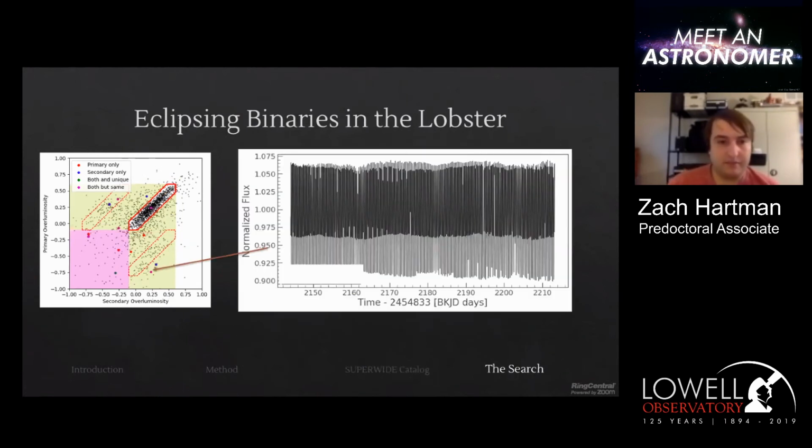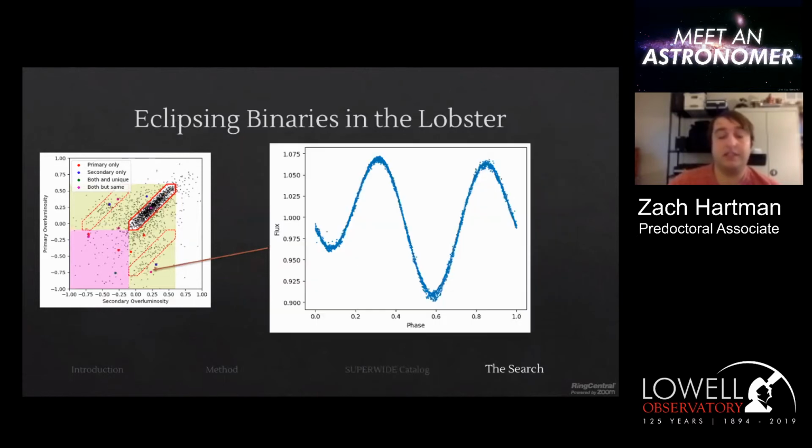And then we have this system down here, where one of the components is a contact binary, and this is the phase light curve. A contact binary is where the components in the close binary are actually close enough that they are touching each other, and it forms a kind of dumbbell shape.